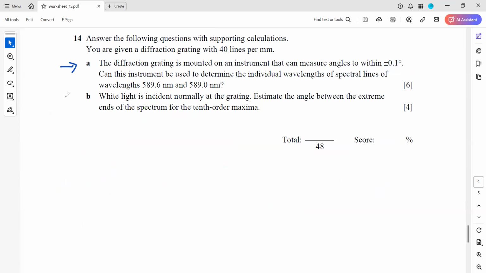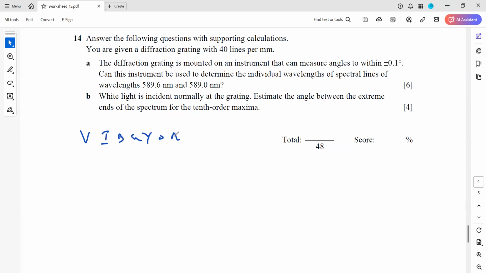Then we have part B. A white light is incident at a grating element. Estimate the angle between the extreme ends of a spectrum for a 10th order maxima. Actually, a white light is used. So white light is a combination of 7 colors: violet, indigo, blue, green, yellow, orange, and red. So for a 10th order, we want the diffraction angle. You have to learn the order: violet, indigo, blue, green, yellow, orange, and red.